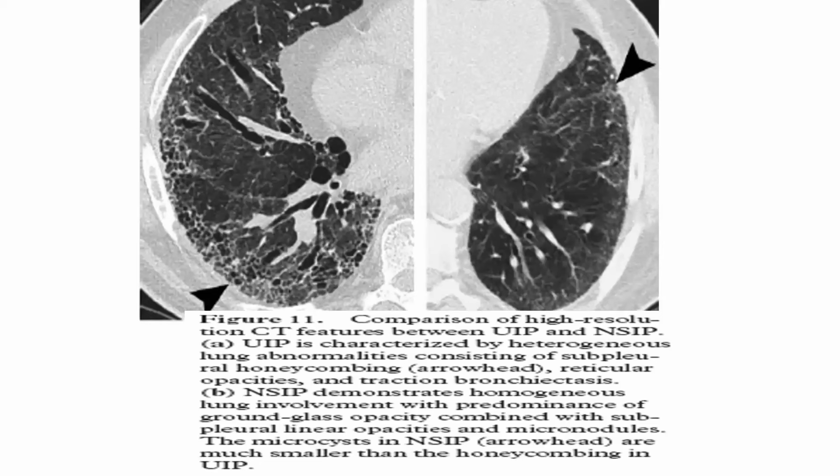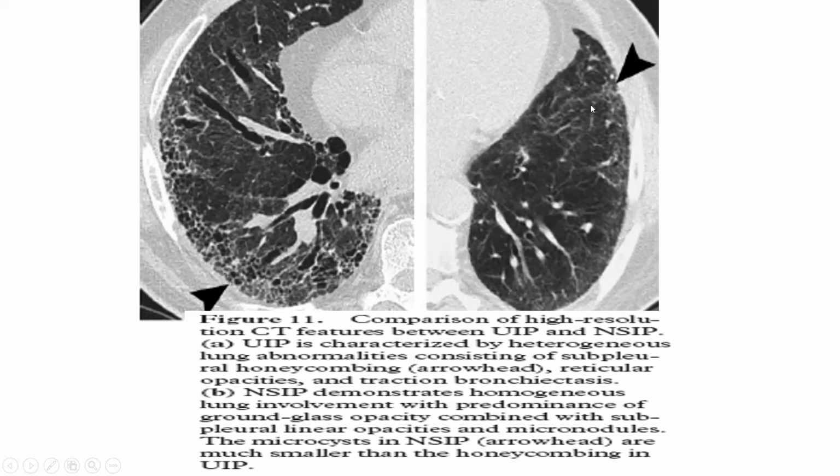Let's do a quick run of these options. So this HRCT image is a comparison of HRCT features between UIP and NSIP. See, this on the right side is UIP. You see honeycombing on the subpleural side, honeycombing with reticular opacities, tractional bronchiectasis. So honeycombing with tractional bronchiectasis, always think UIP.